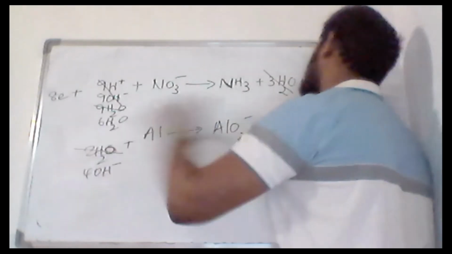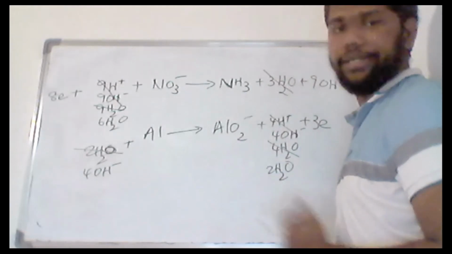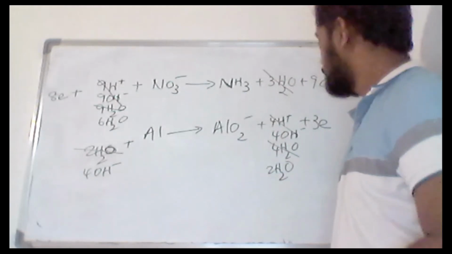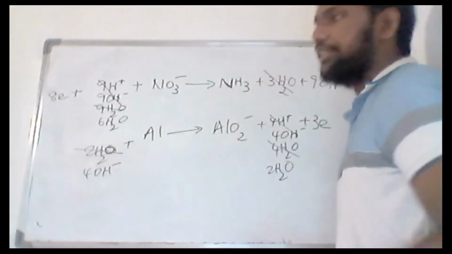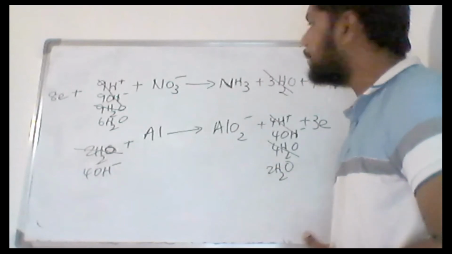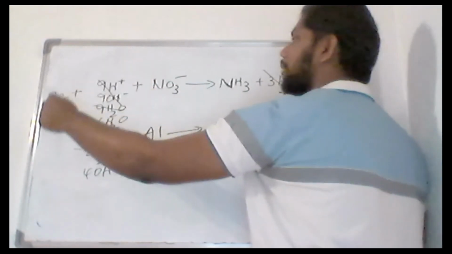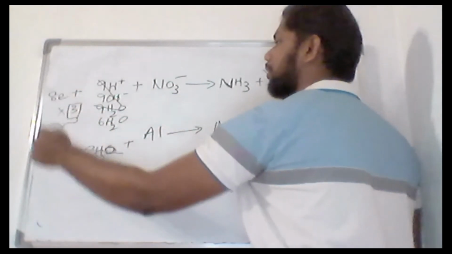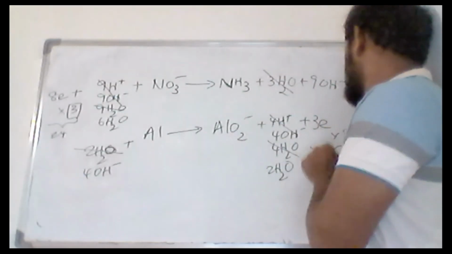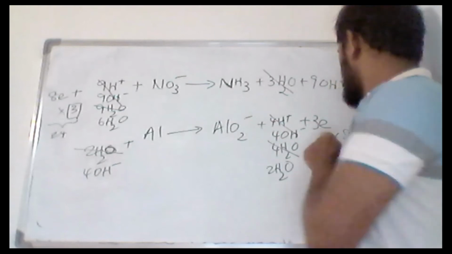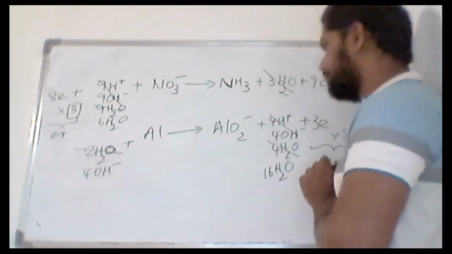And here you can understand the oxidation, it goes from 0 to +3, the more stable oxidation state. So these two reactions are the main reactions happening in this particular medium. Here there are 8 electrons, so you need to add these two. I will multiply this by 3 to make the total electron count 24. And here there are 3 electrons, so I will multiply this by 8 to make the total electron count 24.